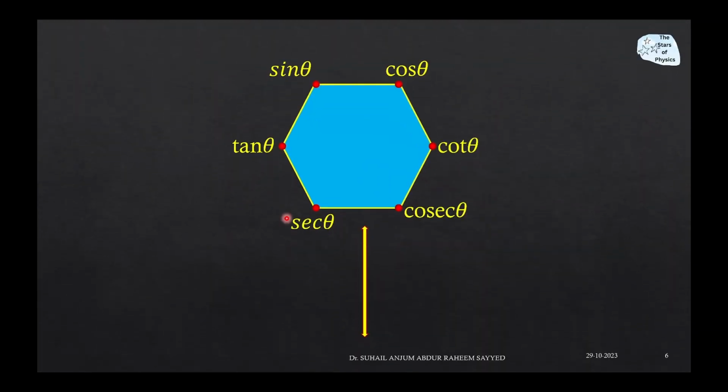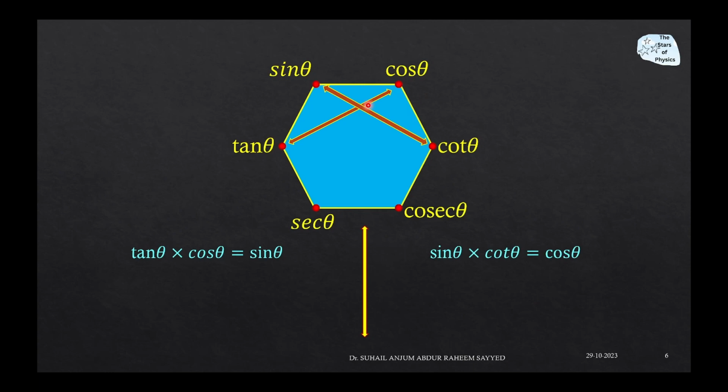Now furthermore trigonometric identities we are going to see here. So we have tan theta multiplied by cos theta will be nothing but sin theta, which is in between these two. So we have tan theta into cos theta as sin theta. Similarly, we have sin theta into cot theta as cos theta.